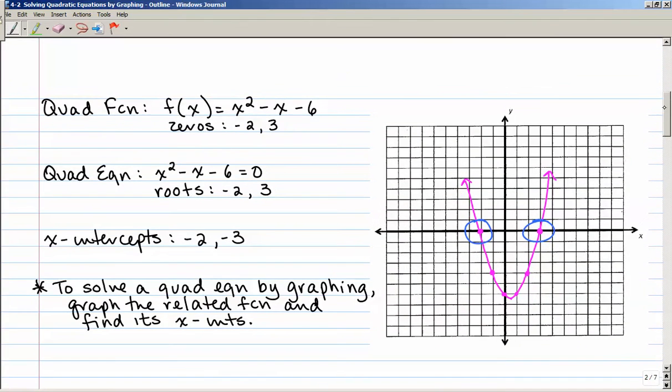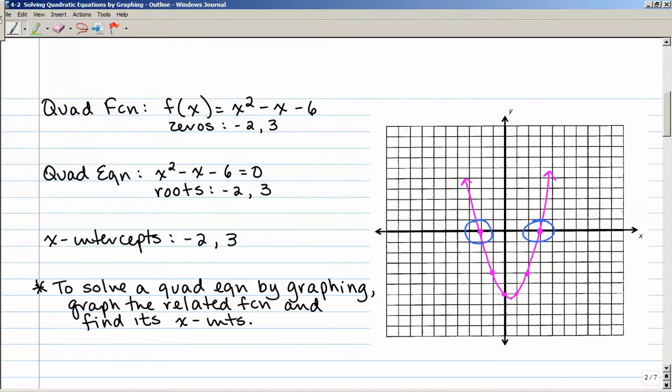So let's take a look at how all these different concepts are related to each other. If we're given the quadratic function f of x equals x squared minus x minus 6, its zeros are negative 2 and 3. If we're given the quadratic equation x squared minus x minus 6 equals 0, its roots are negative 2 and 3. And the x-intercepts of that graph are negative 2 and, I have a mistake there, positive 3.